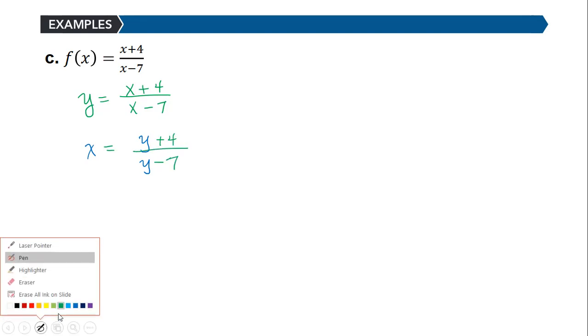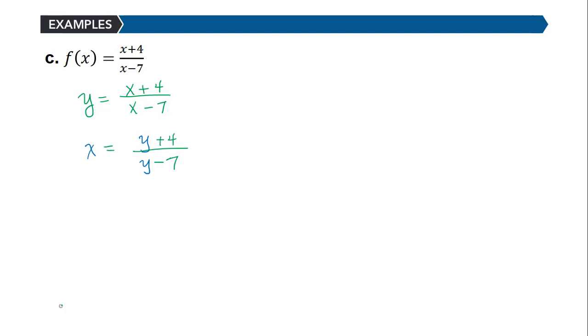And now we need to solve this equation for y. We first need to get rid of the fraction, so we can multiply each side by y minus 7. And therefore we get xy minus 7x, when we distribute on the left, is equal to y plus 4.